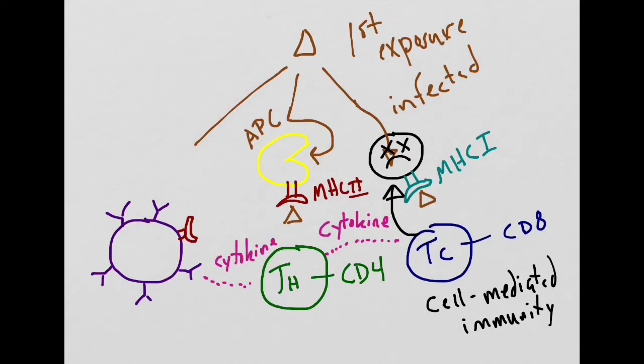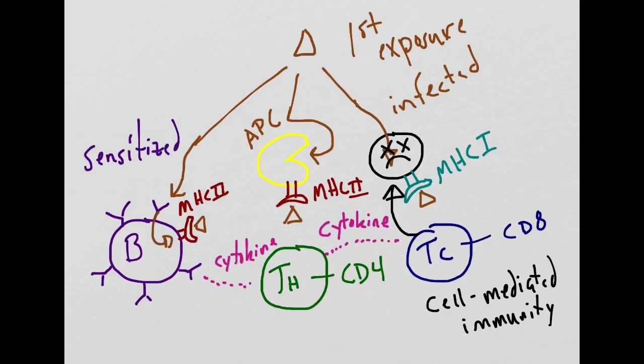When the B cells come in contact with an antigen, the antigen will connect to the immunoglobulin D antibody on the B cell surface. When this happens, the B cells will become sensitized and it will present that antigen on the MHC2 complex. At this point, the B cell is considered to be sensitized. The next step is that it needs help from the T helper cells.